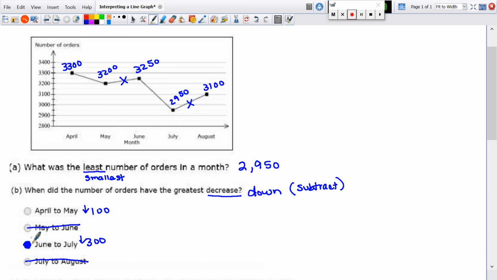But as I said before, if you've eliminated the ones that are going up because they're not increasing, it's decreasing that we want. So decreasing is just looking at the lines that are going down. The one that is the steepest is the one that is the greatest. So you can do it numerically like this by subtracting, or you can actually visually tell as well.